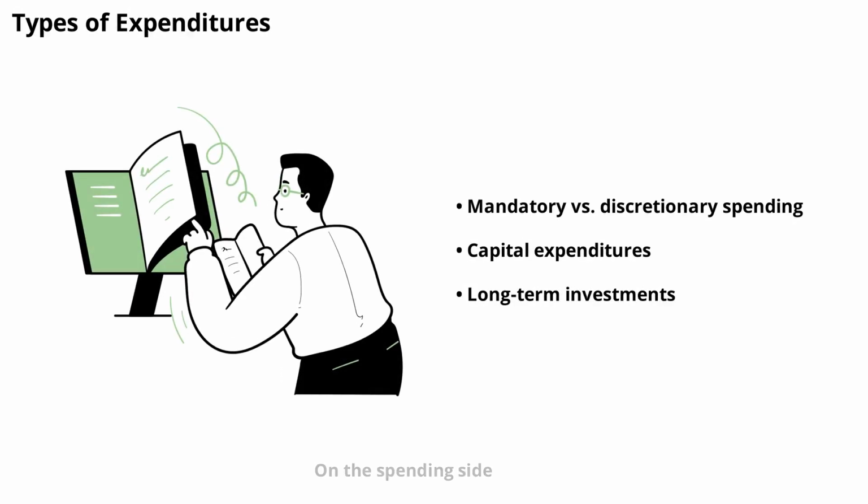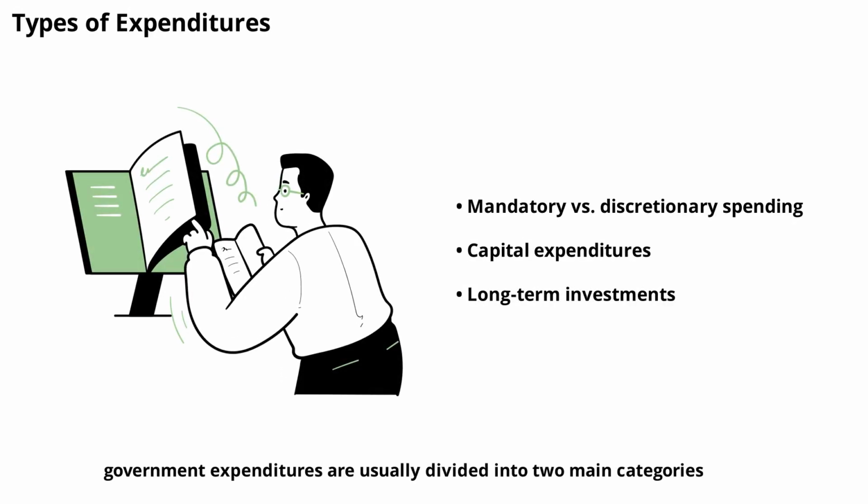On the spending side, government expenditures are usually divided into two main categories: mandatory and discretionary. Mandatory spending includes things the government is legally required to fund, like Social Security or debt interest. Discretionary spending covers everything else, such as education, defense, and infrastructure. Some budgets also include capital expenditures for long-term investments, like building new roads or schools. By separating spending this way, governments can better plan and control their finances.